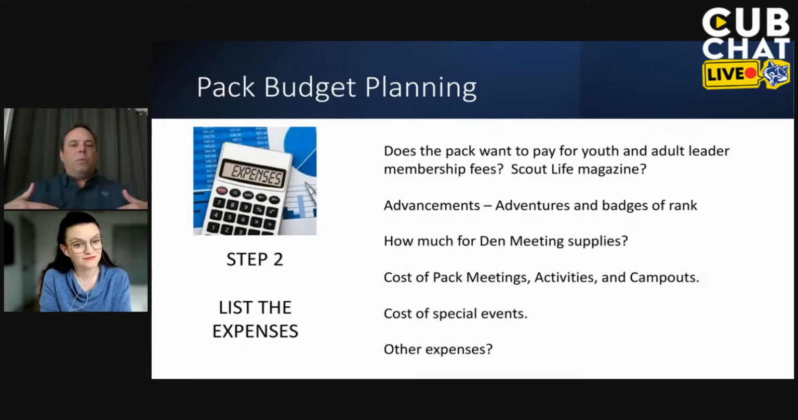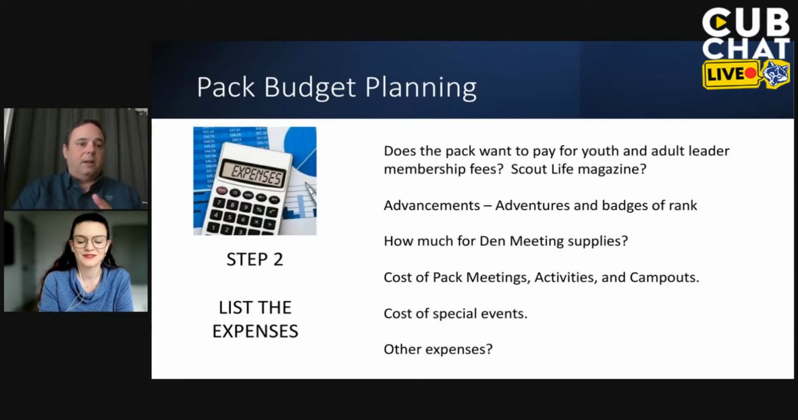So when you're building that pack budget and you're listing your expenses, one big question you have to ask yourself is: is the pack going to pay for youth and adult leader membership fees, right? The pack that I was associated with, and I've seen lots of packs do this, when you sign up, you pay your registration fee once. But if you fundraise or you pay dues, that's where that goes to. So you'll never have to pay your membership fees again, as long as you're doing kind of the minimum expectation of fundraising within the unit. And we'll talk about that when we talk about communication.